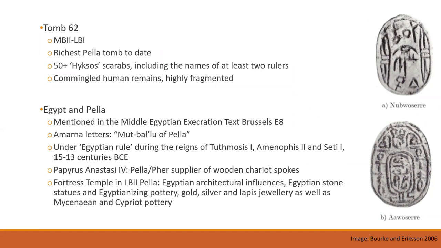In addition to being the largest tomb in Pella, tomb 62 also has some of the most interesting material finds, including some Hyksos scarabs. Some of these scarabs even mention rulers known from the king lists. And these are very rare indeed. And interestingly, Egyptian presence in Pella also increases after the Hyksos period, I think during the Late Bronze Age. So clearly there is some very strong interest to this area and happening in this area.